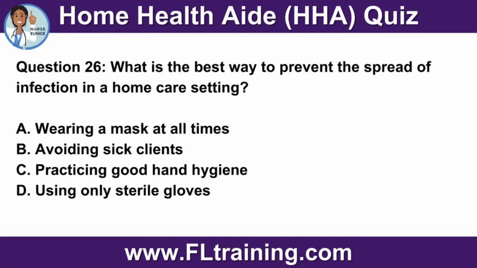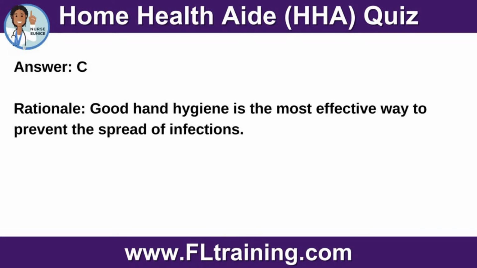Question 26. What is the best way to prevent the spread of infection in a home care setting? Is it A, wear a mask at all times, B, avoiding sick clients, C, practicing good hand hygiene, or D, using only sterile gloves? Oh, you all knew this answer before I got finished with all the options. We know that a home health aide or a CNA, they're not allowed to perform sterile techniques. Therefore, they would not be using sterile gloves. So the response is not D. That leaves the second best option, which would be C. Good hand hygiene is the most effective way to prevent the spread of infection.